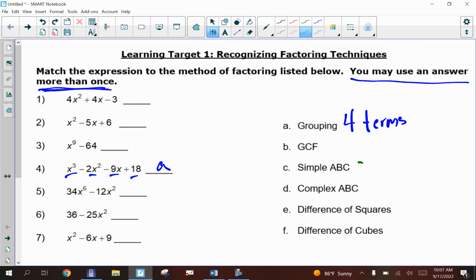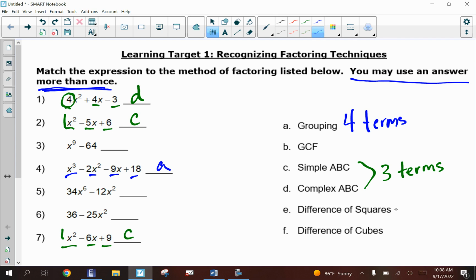The next one I would do is simple or complex ABC because both of these have 3 terms. Looking through the problems, number 1 has 3 terms, number 2 has 3 terms, and number 7 has 3 terms. Starting with number 1, this one has 3 terms, but it does have a number in the front other than 1. So that's going to make it a complex ABC. So that's D. Number 2 has 3 terms, and this one has a 1 in front. So that's going to make it a simple ABC. So that's C. And then number 7 has 3 terms, and that one also has a 1 in front. So that's also going to be a simple ABC. So that's our repeat answer right there.